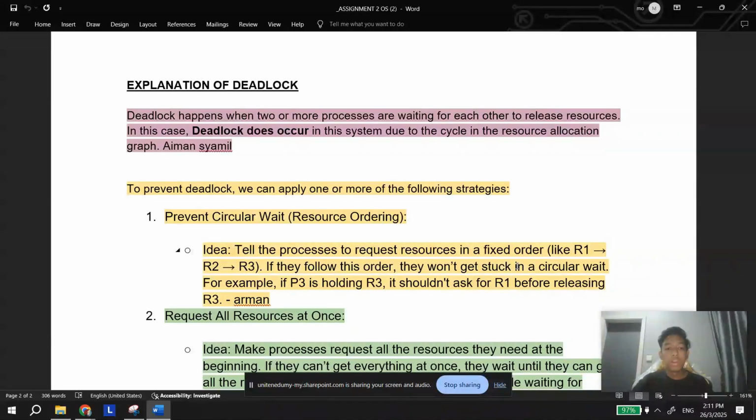So in this particular case, deadlock occurs because there is a cycle in the resource allocation graph, meaning that each process is holding a resource that the other needs and no one can proceed. So that's how deadlock is detected and why it is dangerous in resource allocation.